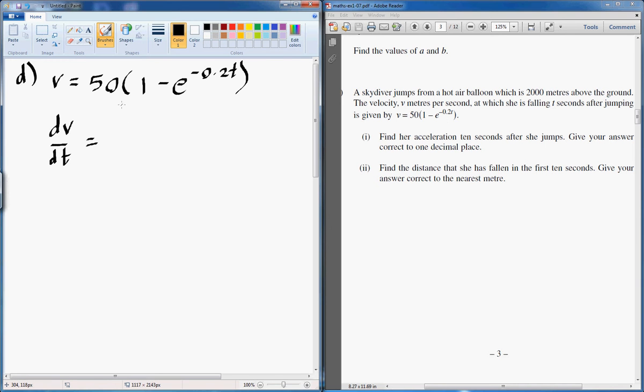Okay, so there are two ways of doing this. I would probably expand this equation first before I do anything, because as you can see, the first term is a constant. So this part is 50 minus 50 times e to the minus 0.2t. So when I differentiate it, I should end up with 50 times 0.2.